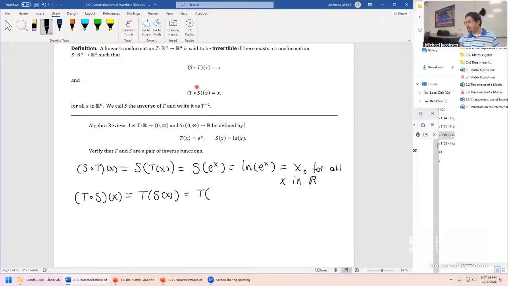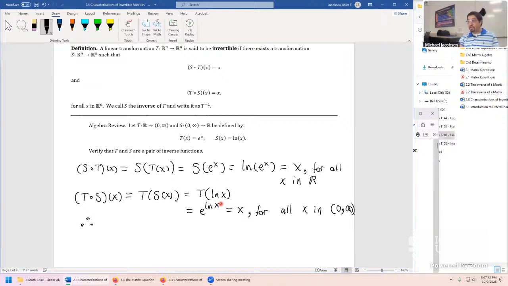So now it's T of natural log of X, which means it's e to the power of natural log X. And that results in an X as well. But this doesn't work for all X in R. This only works for the values of X that are in the domain of the natural log function. So this is for all X in the set of positive real numbers, 0 to infinity.